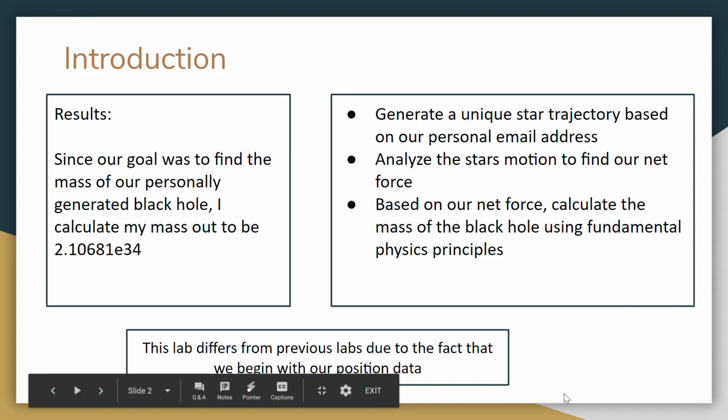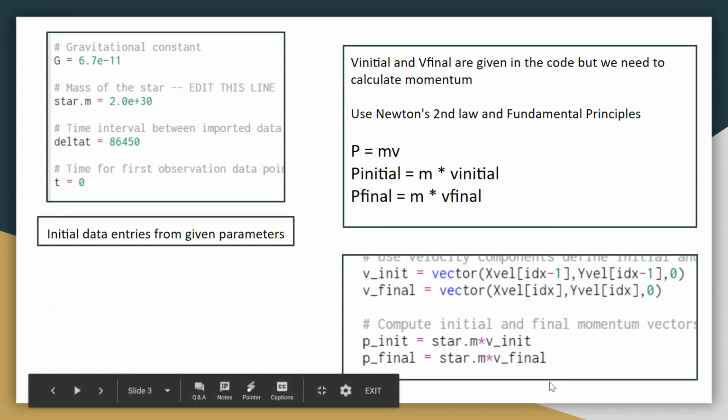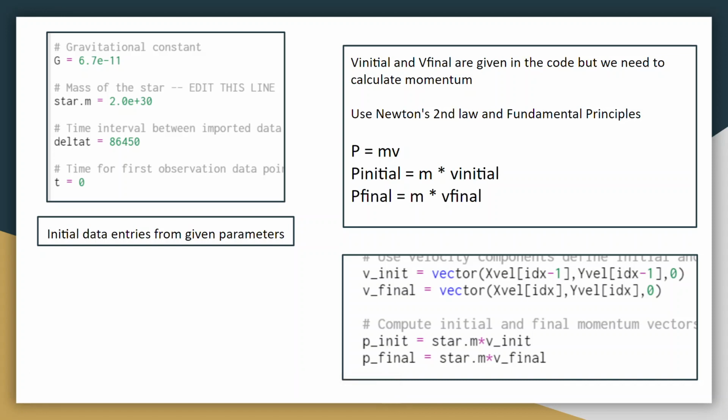This lab differs from previous labs due to the fact that we were beginning with our position and time data, which I will discuss further. We also were given the gravitational constant, the mass of our star, and the change in time. I then used Newton's second law as well as fundamental principles to apply different principles to my code and to get the mass of my black hole.